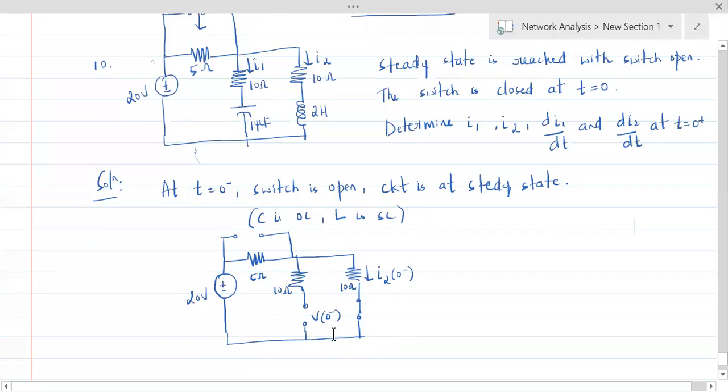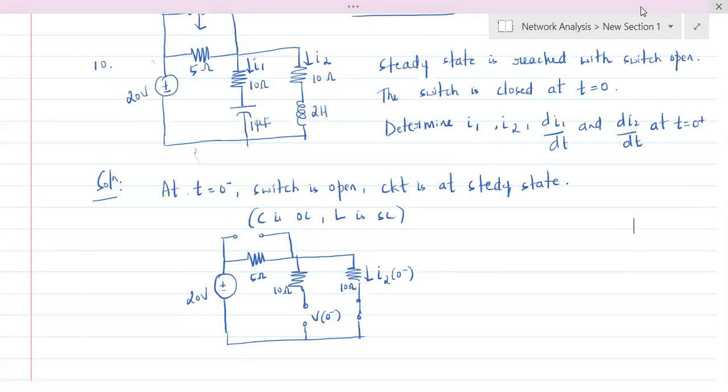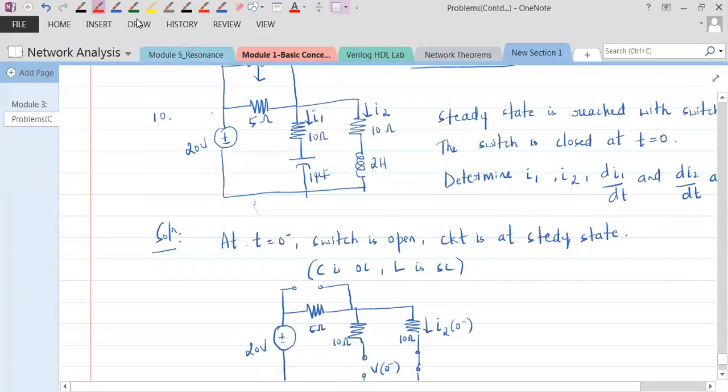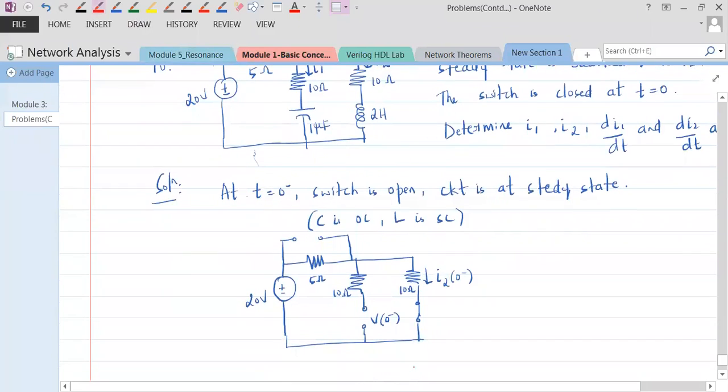Now, with this, can we find out I2 of 0 minus? Is the question. So this is of no use. So here the outermost path is there. In this outermost path you will have the current I2 of 0 minus flowing. So where is this I2 of 0 minus flowing? Everybody just concentrate. See here, this I2 of 0 minus that we are showing is flowing in this direction. This is also I2 of 0 minus. Here also I2 of 0 minus is flowing. Everybody understand that point?